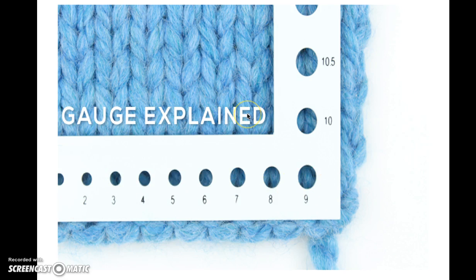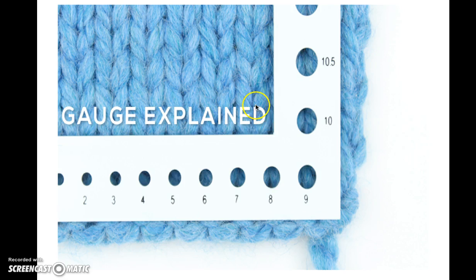It's important to know how many stitches you have per 4 inches and per inch. And it's also important not to round up. So let's say that you have 1.5 stitches per inch. Don't round that to 2 because that will drastically change the finished measurement of your garment.